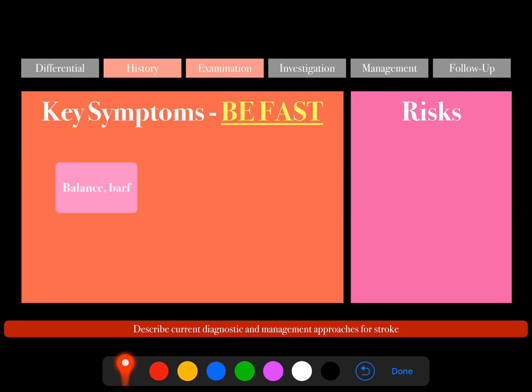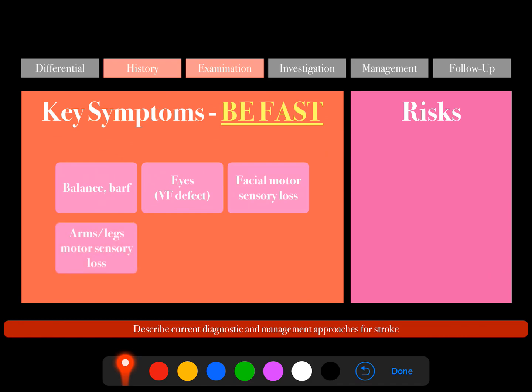B is barfing and balance, so are they vomiting? E is eyes, visual field defect. Remember the homonymous hemianopia coming up again and again and again, except in LACS. F is face, and A is arms and legs, so both limbs, motor and sensory loss. S is speech, we've thrown in swallowing as well. And then T is not time, it's thunderclap headache or other kind of headache. These are the questions you need to ask.